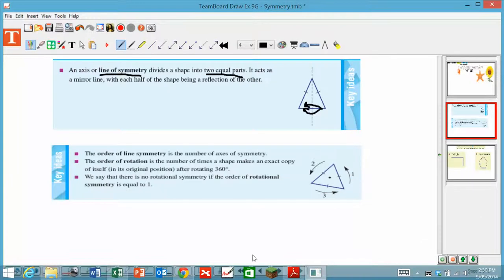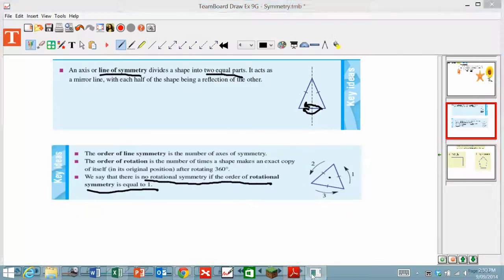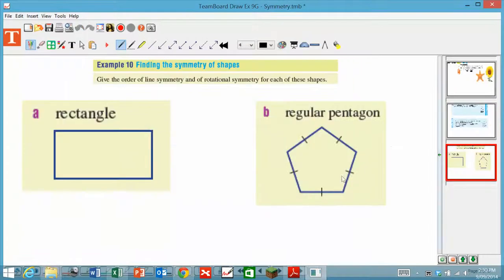The order of rotation is the number of times it repeats itself as you turn it around 360 degrees. As you saw with that letter T, we say there is no rotational symmetry if the order of rotational symmetry is equal to 1, which you just saw in that letter T. Hopefully that makes sense to you.